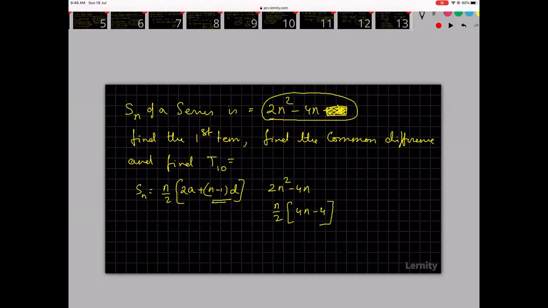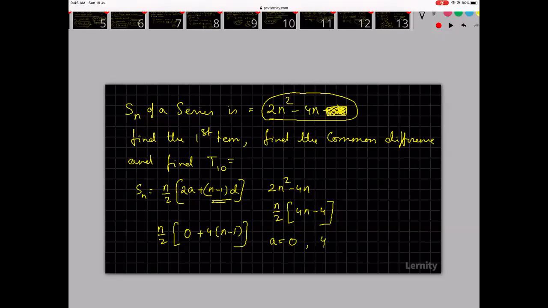So I'll get n by 2 into 0 plus 4 into n minus 1. Yeah, if I take 4 common. So what is a equal to? 0. What is the common difference equal to? 4. Yes, clear?